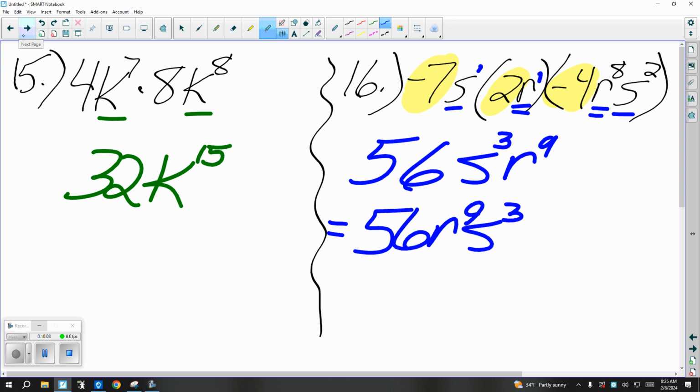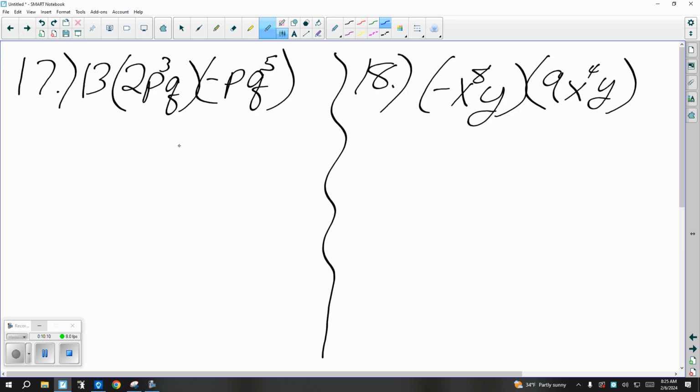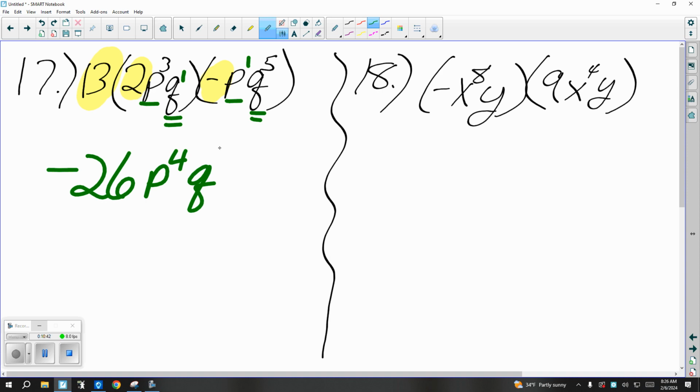3, 2, 1. Number 17. Okay, I gotta multiply, but I gotta bust out the highlighter again. So 13 times negative 2, that's going to be negative 26. Now you got p to the third and p to the first, which is p to the fourth. And then you got q to the first and q to the fifth, which is q to the sixth. And that one's done. It's just that easy.